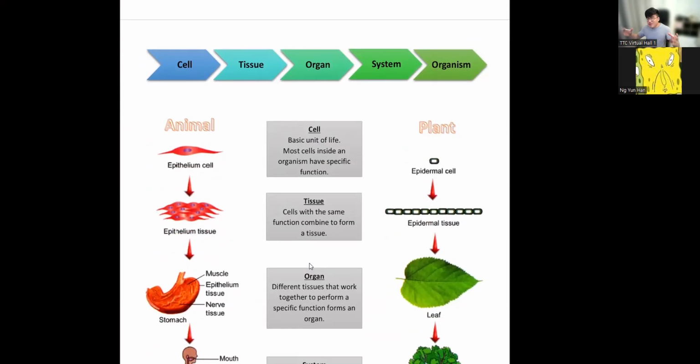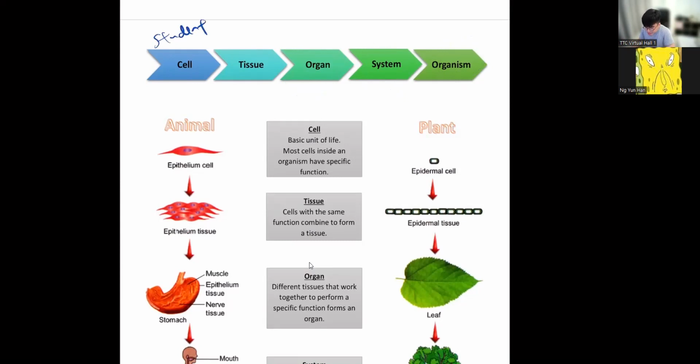And then when you take a few different tissues and put them together, you get an organ. And when you take a few organs and put them together, you get a system. Remember the 11 systems we have learned in chapter 1? I'm not going to repeat them here because we learned it in chapter 1. And when you combine those 11 systems together, you get an organism. This is very simple. Cell is like a student.